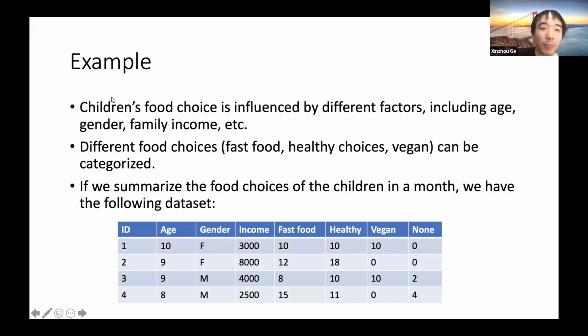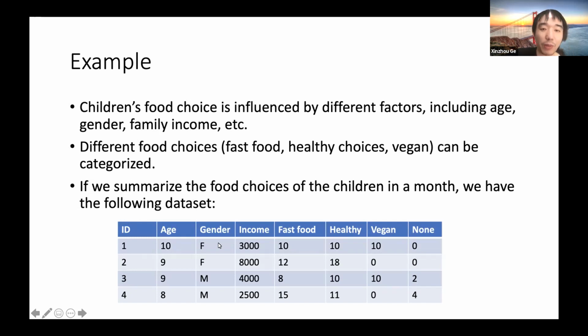So here, the problem becomes a problem about children's food choice. As we know, children's food choice is influenced by different factors, including the age, gender, and family income of these children. And different food choices can be categorized. For example, we can categorize the food into fast food, healthy choices, vegan, or actually we just didn't have food. So if we summarize the food choices of the children in a month, for example, 30 days, then we can have the following data set.